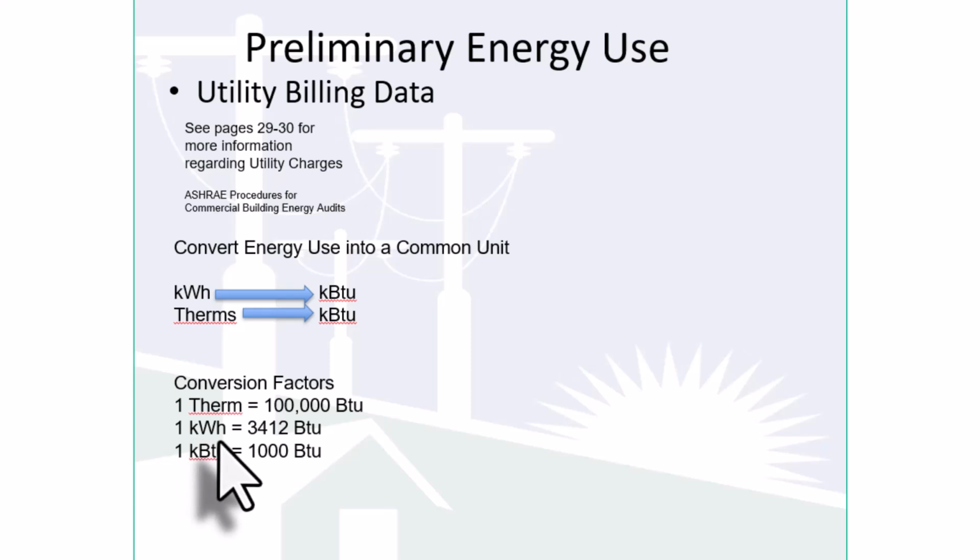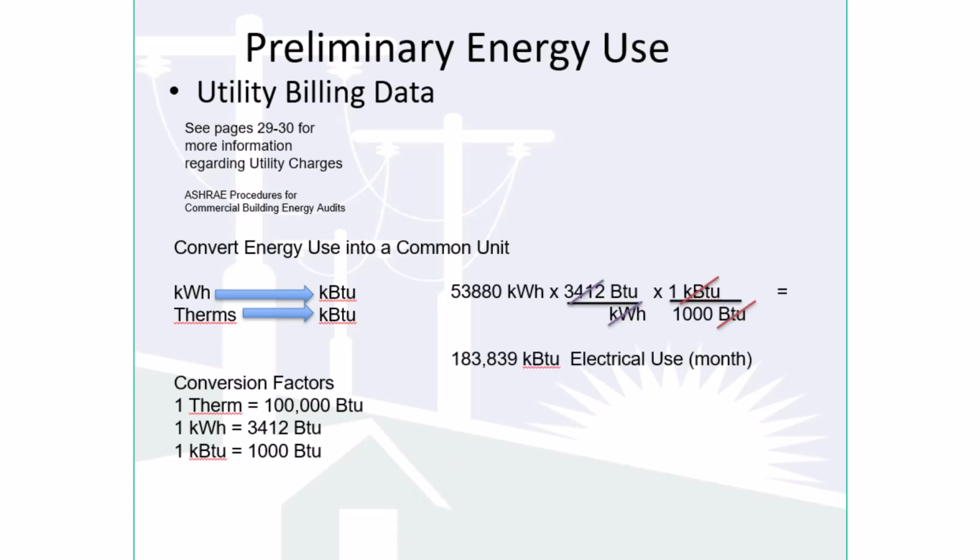A kilowatt hour is 3,412 BTUs. I've seen this last digit range from 0 to 4. I use 3412. If you Google it, you might find something slightly different, but this will work. And 1 kBTU is the same as 1,000 BTUs. Other fuels will have different conversion factors, but again, that's beyond the scope of our work for this tutorial.